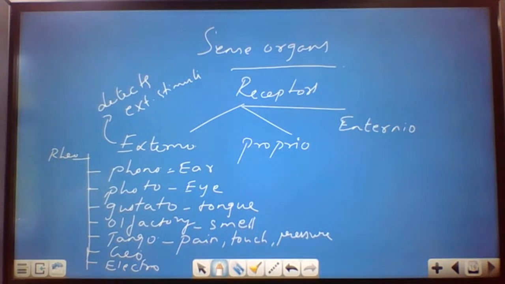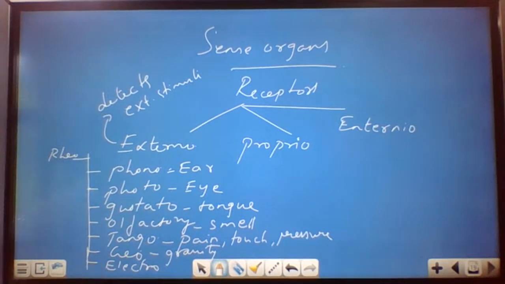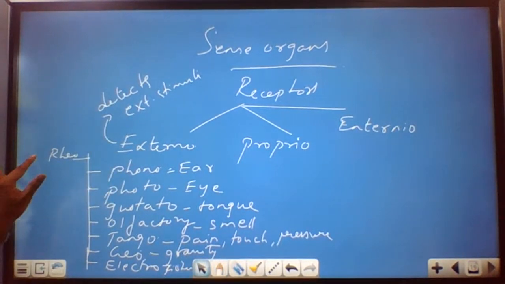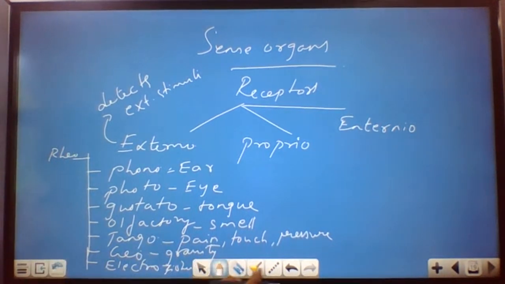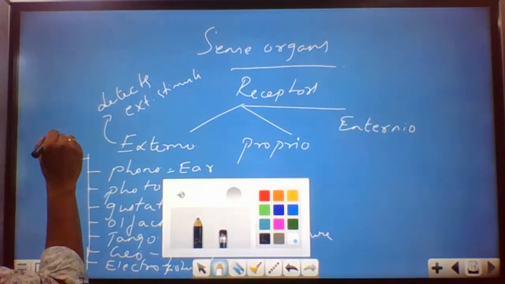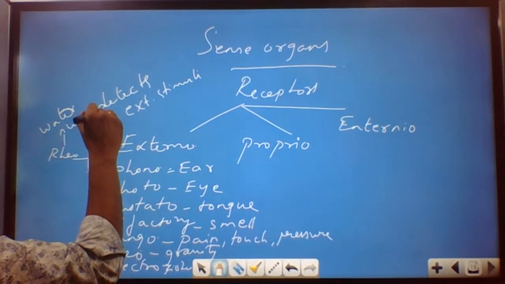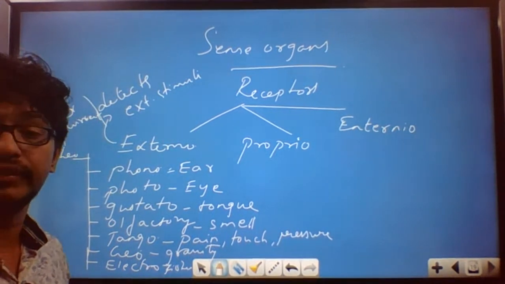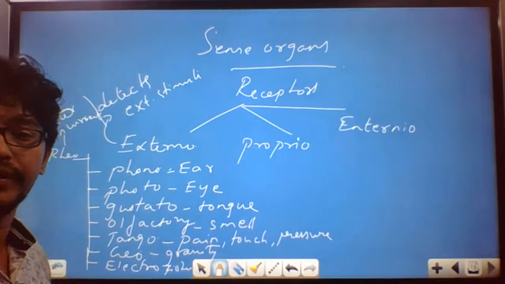Geo: what is meant by geo? Geo is for gravity. And electroreceptors are quite common in fishes. Rheoreceptors are for water current. This is also common in animals which live in water, especially fishes. You can see fishes always in groups, a school of fishes, moving here and there in the ocean.